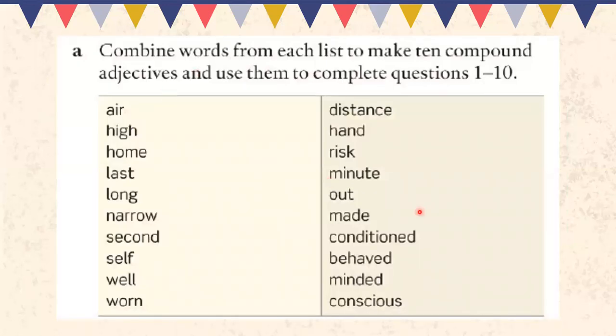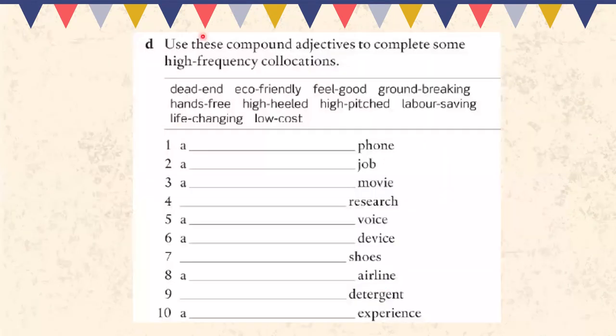We're going to combine the words from each list to make 10 compound adjectives and use them to complete questions. And then we're going to use exercise D, use these compound adjectives to complete some high frequency collocations, right? Collocations will be the combination of the compound adjectives with phrases.